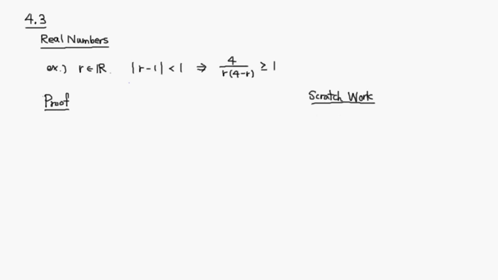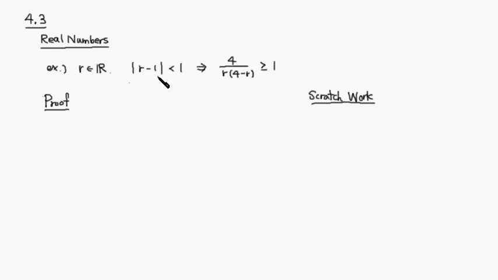Alright, let's look at section 4.3. This section talks about proofs involving real numbers. Let's dive right into an example. So here, r is a real number.